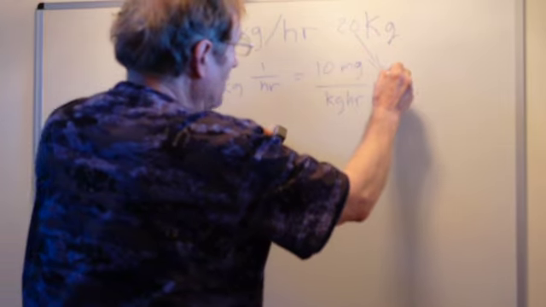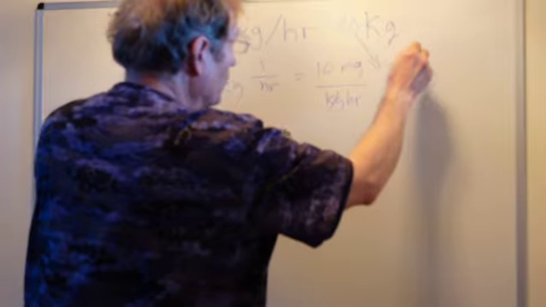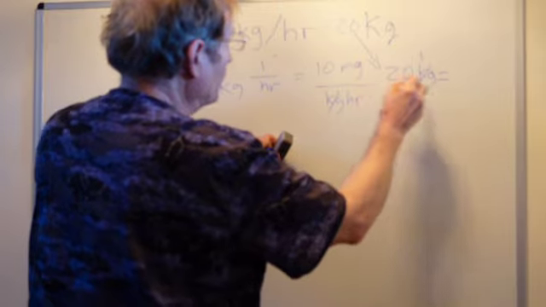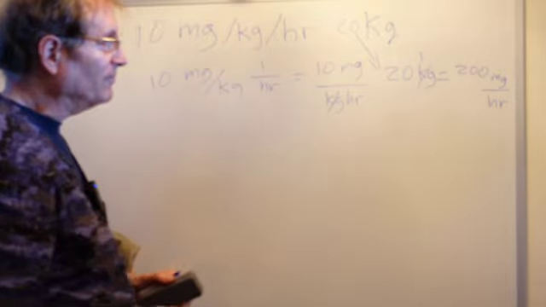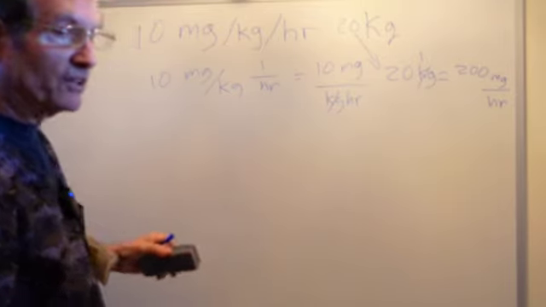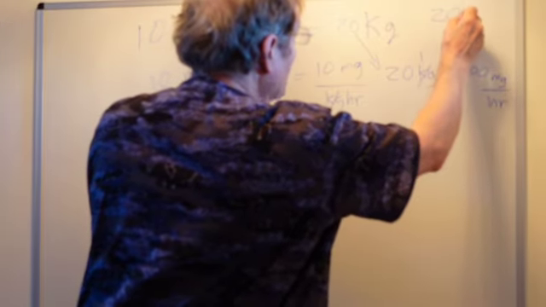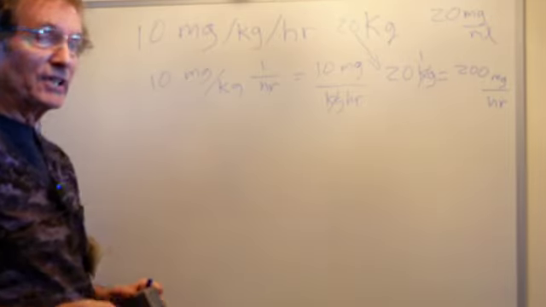Now I'm going to multiply by my 20 kgs. Kgs over kgs equals 1, and I'm up to 200 mgs per hour. Mgs per hour, the only units I have left. Now I want mils. We need a concentration. We'll say it is 2%. So I've got 20 mgs per mil concentration.